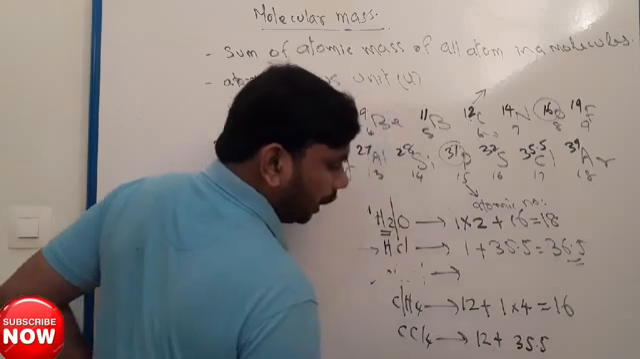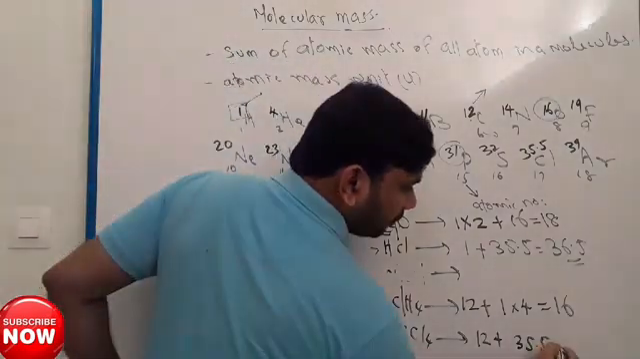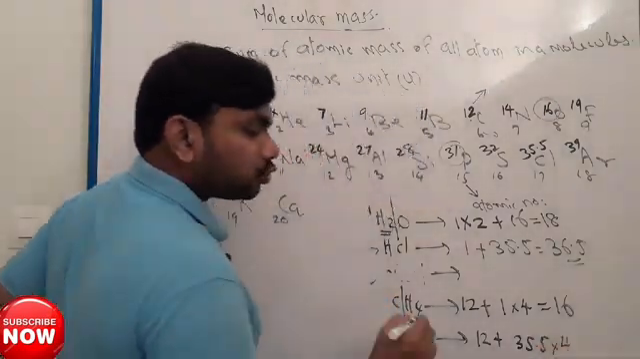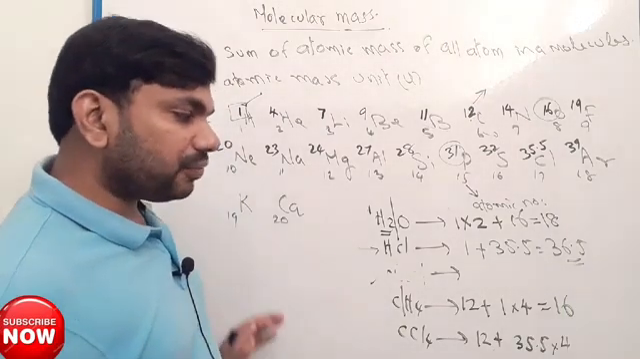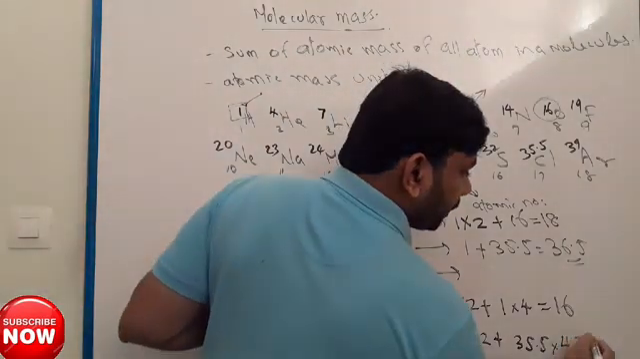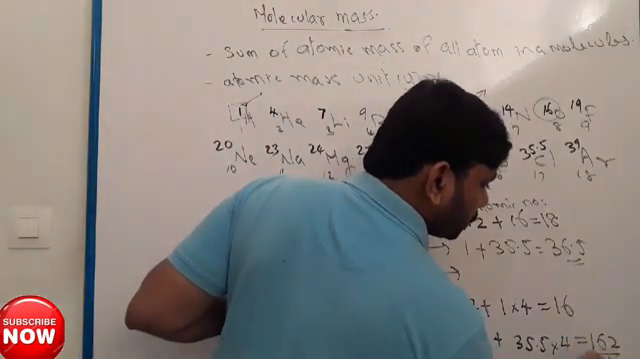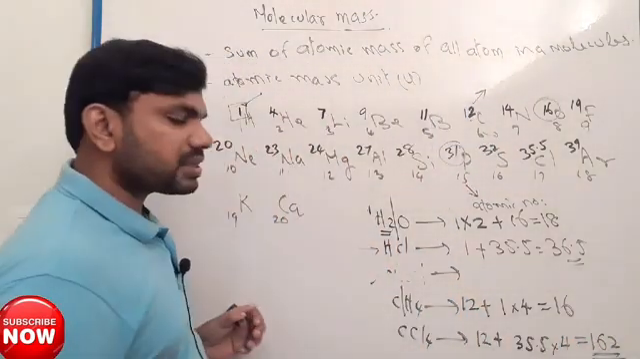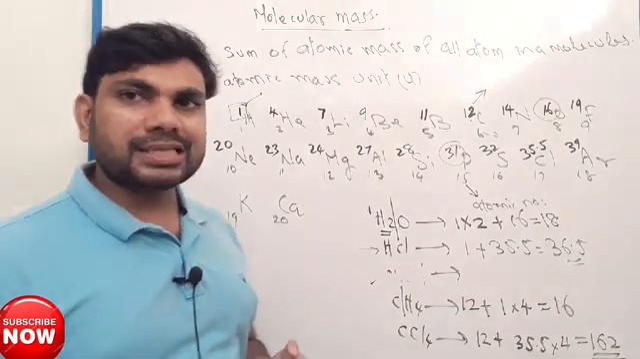35.5. Here, how many chlorine? Here there are 4 chlorine. Okay, 12 plus 35.5 times 4. So this answer will be 162. The molecular mass of CCl4 is 164.